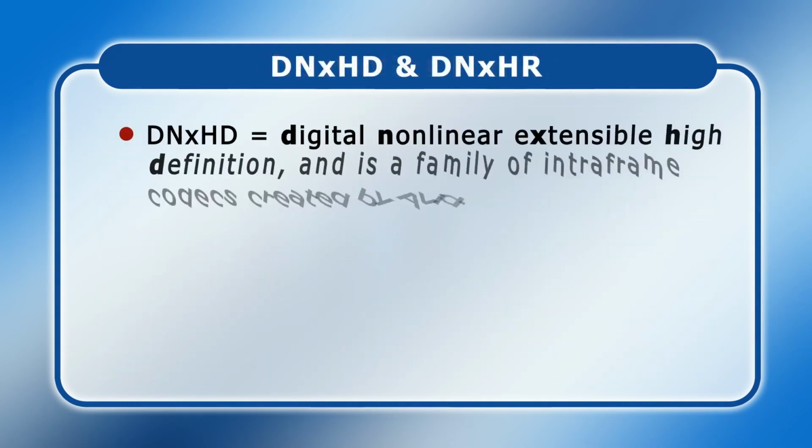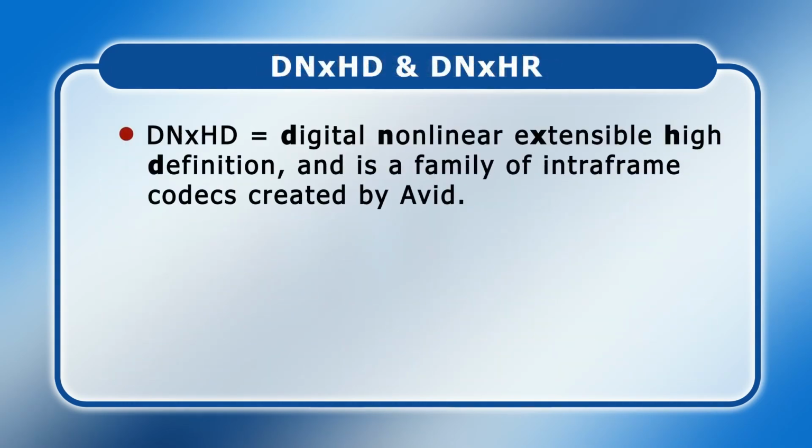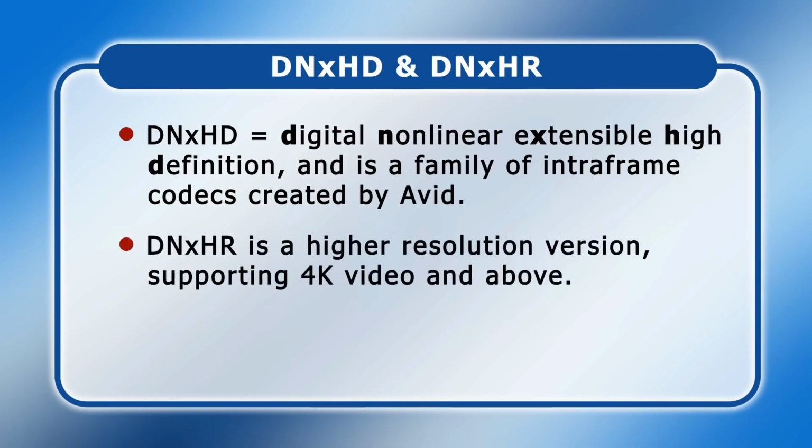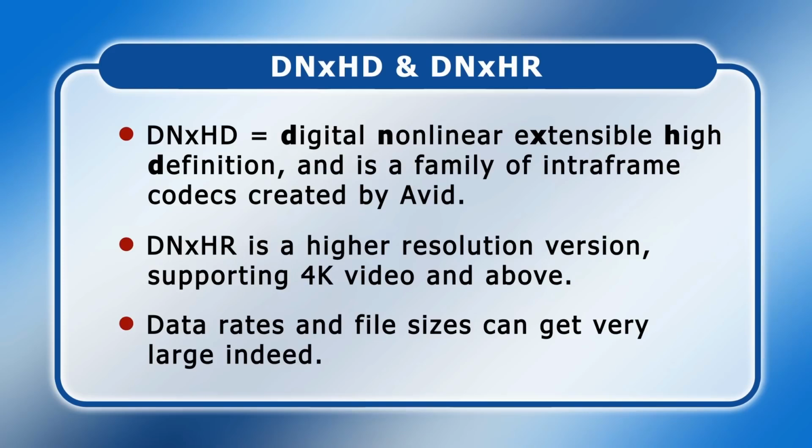DNxHD stands for Digital Nonlinear Extensible High Definition and is a family of intraframe codecs created by Avid for professional video editing, but now also used for acquisition. As you may guess, DNxHR is a higher resolution version of DNxHD, supporting 4K video and above. In common with ProRes, DNxHD and DNxHR data rates and file sizes can get very large indeed.